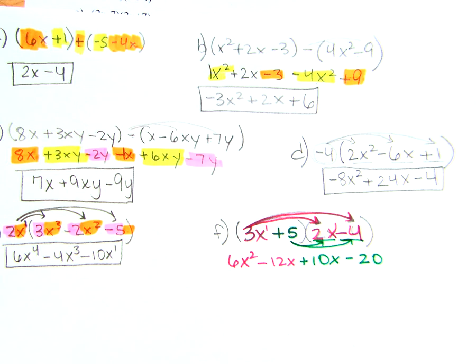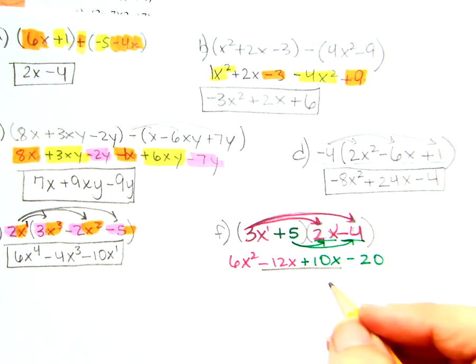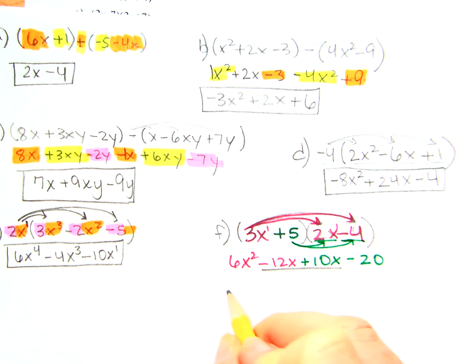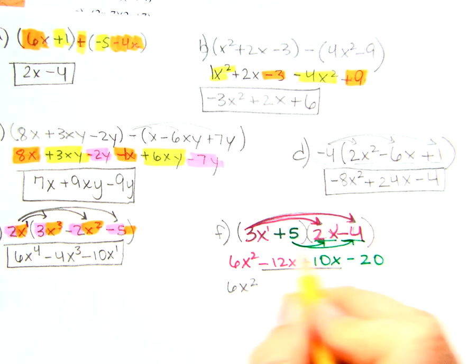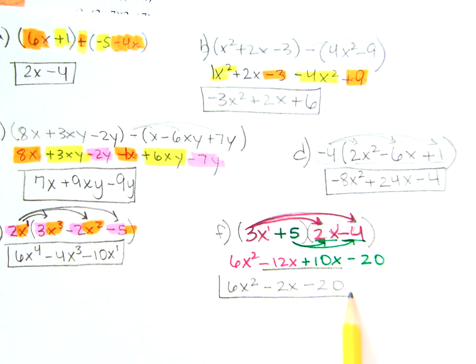And you should notice right here in the middle, more often than not, these are going to be like terms and you're going to be able to combine them. So 6x squared doesn't have a like term, but negative 12x and positive 10x, those can go together because they're both x to the first power. So negative 12 plus 10 is negative 2x to the first, and then bring down the minus 20, and it is simplified.